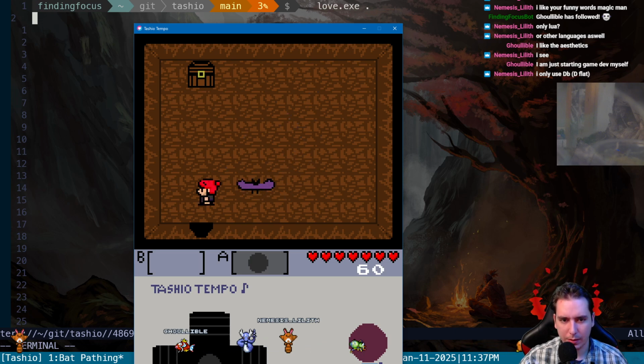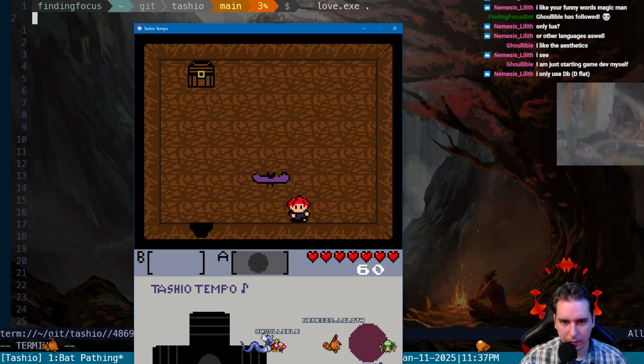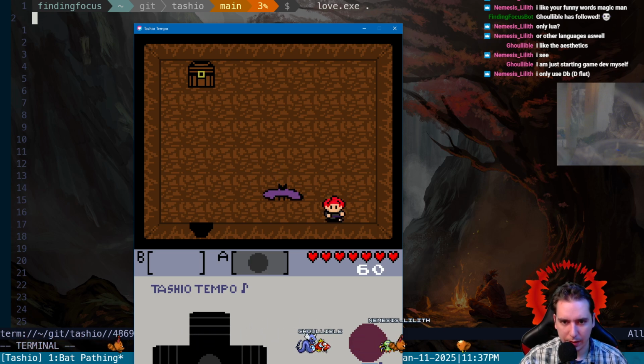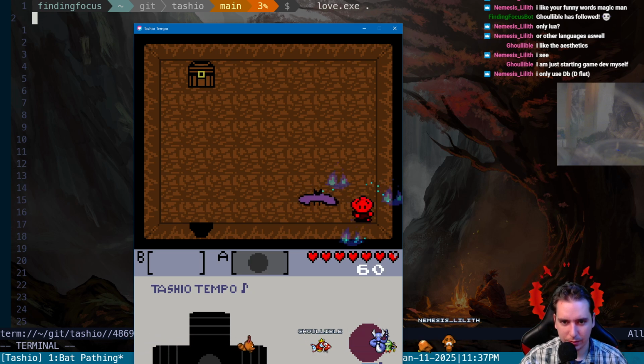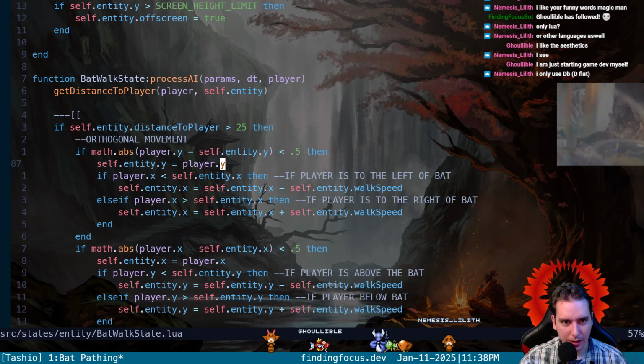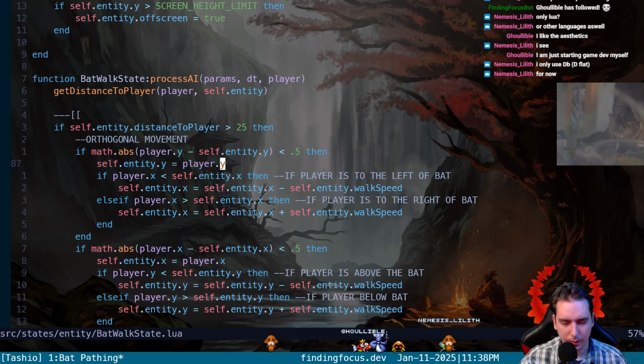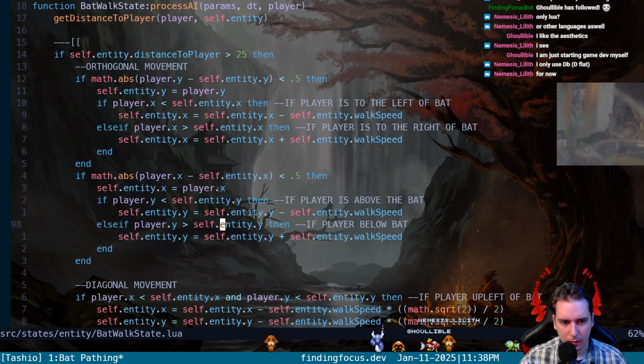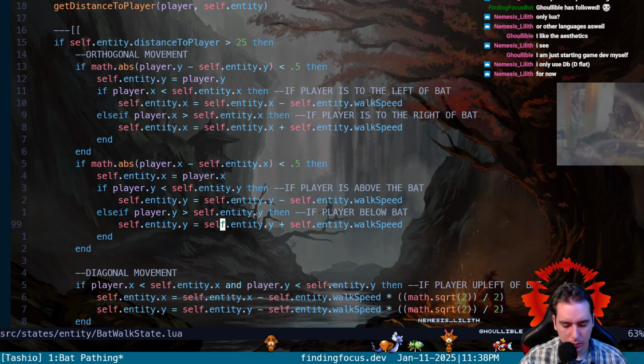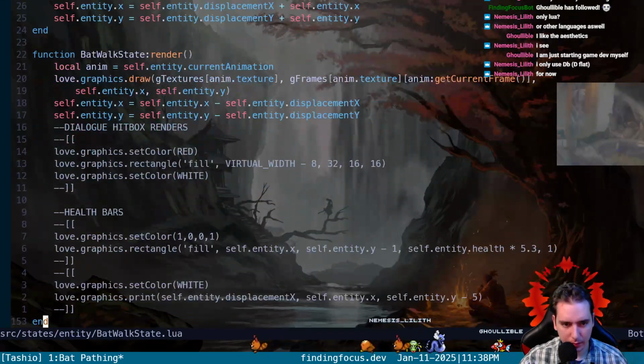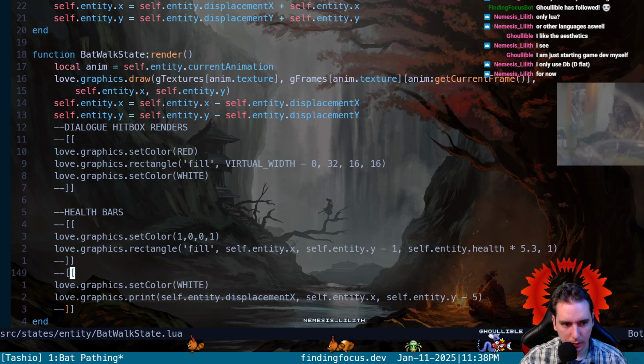I think I want to print up the distance to player because for whatever reason, when we're in the bottom left or bottom right of the bat, he seems to get really close. Like he shouldn't be that close. And then he glitches out and hits us. That is so weird. So let's print up the distance to player here.